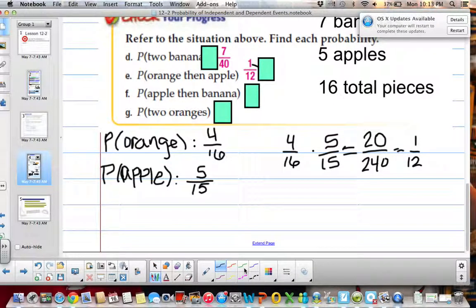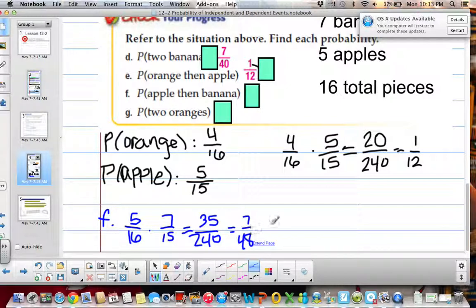So if we have F, probability of apple and then banana. So we would have 5/16 times 7/15. So you should have 35 over 240. And then that simplifies down. You should always get it into simplest form to 7/48.